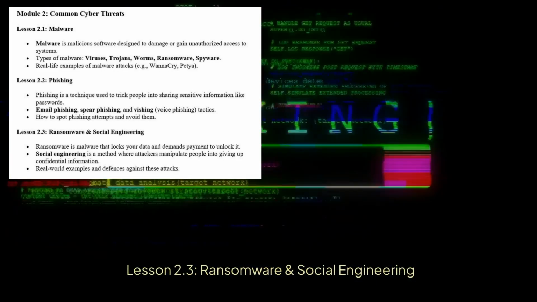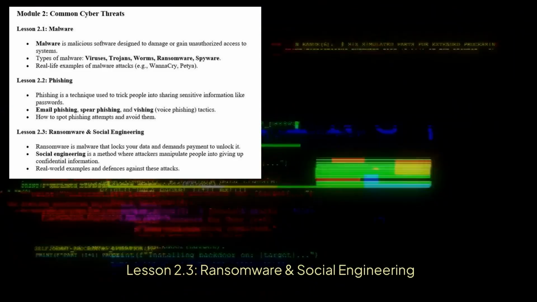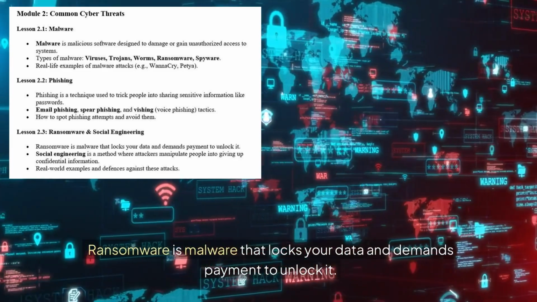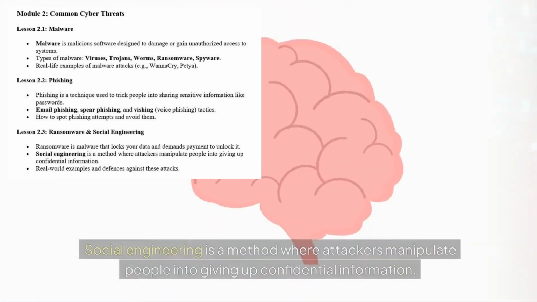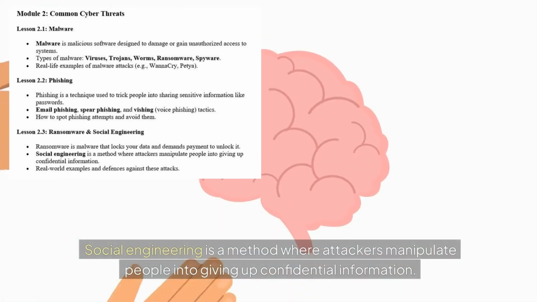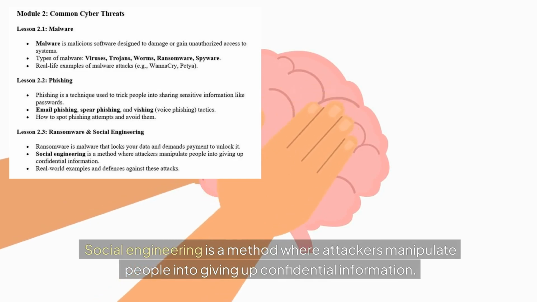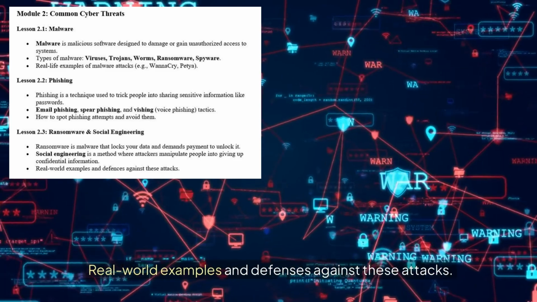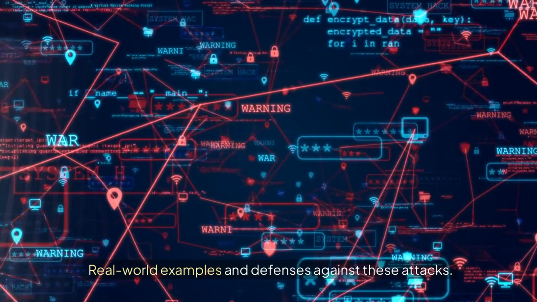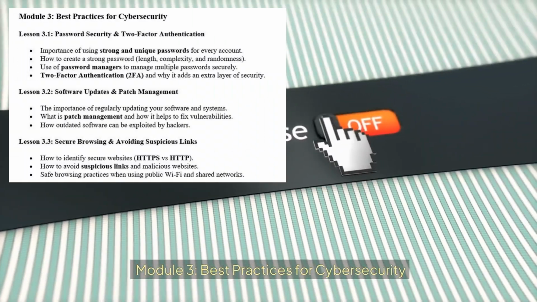Lesson 2.3. Ransomware and social engineering. 1. Ransomware is malware that locks your data and demands payment to unlock it. 2. Social engineering is a method where attackers manipulate people into giving up confidential information. 3. Real-world examples and defenses against these attacks. Module 3. Best practices for cybersecurity.